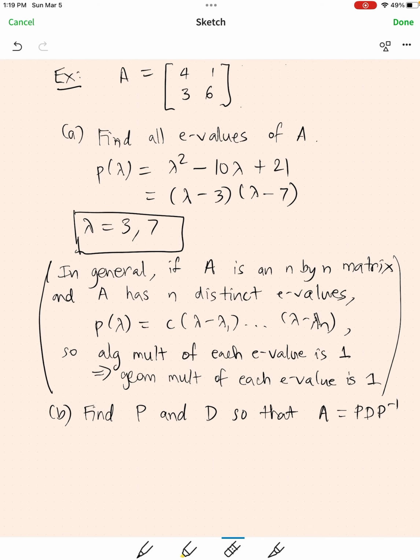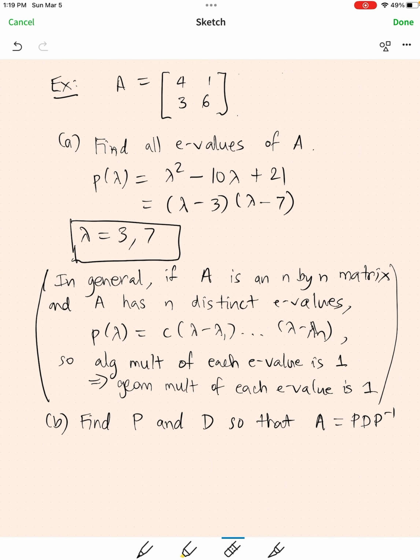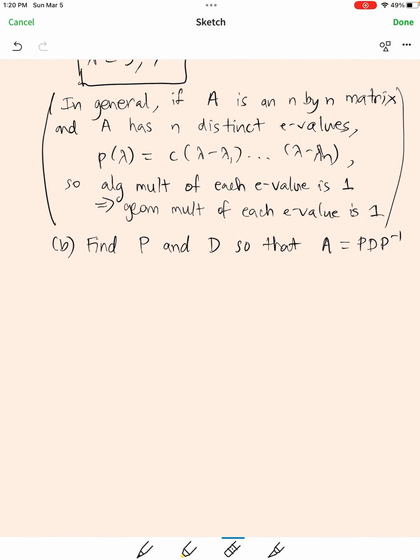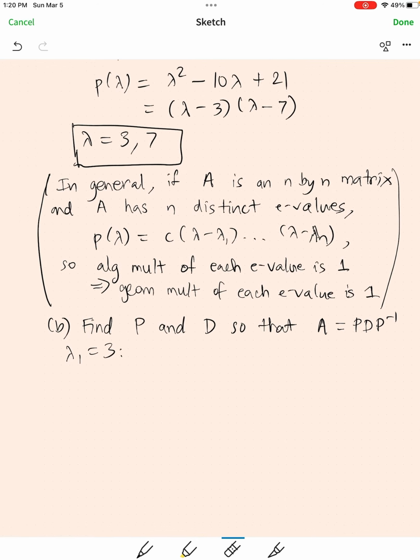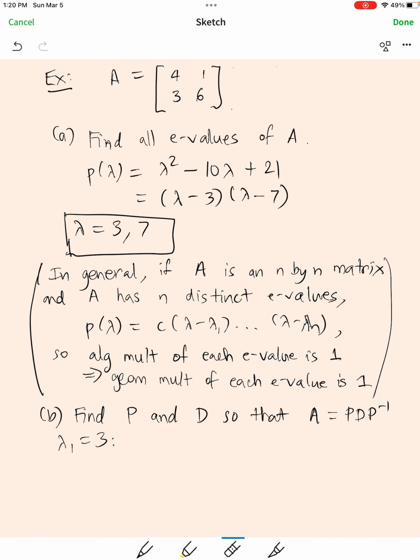And we have our matrix above, 4, 1, 3, 6. Well, D is easy. D is just going to have the eigenvalues, and now we just need the eigenvectors. So for lambda 1 equals 3. Okay, now I'm going to have to do some scrolling. A minus 3I is 1, 1, 3, 3.